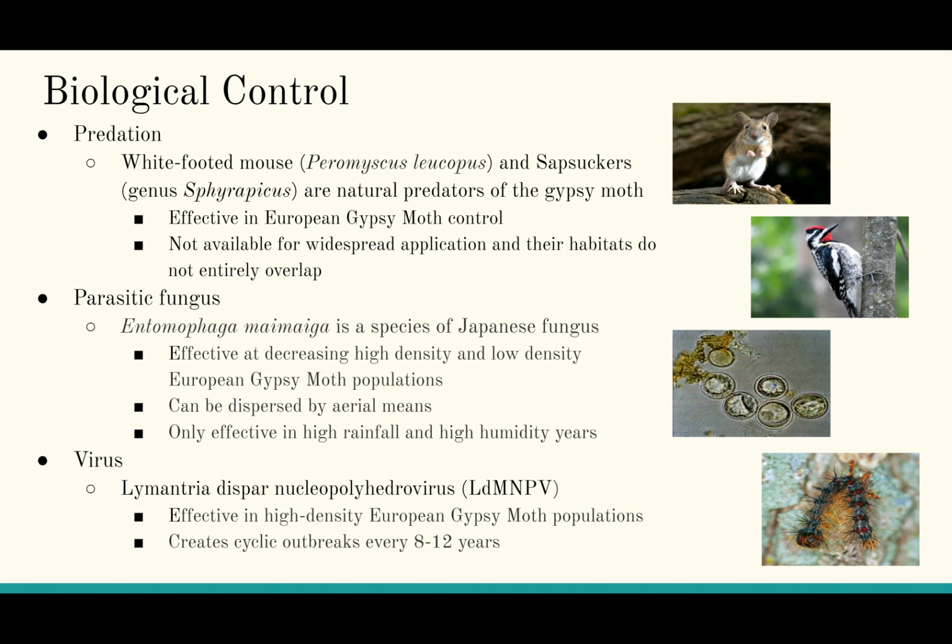Parasitic fungus. Entomophaga maimaiga is a species of parasitoid Japanese fungus. The fungus is effective at decreasing gypsy moth populations, both in high-density and low-density populations. Although the fungus is naturally dispersing through the American European gypsy moth population, aerial dispersion can introduce it to specific sites of the gypsy moth pests. The fungus requires high rainfall and humidity to germinate and infect gypsy moth larvae, making its effectiveness in a given year subject to local weather conditions.